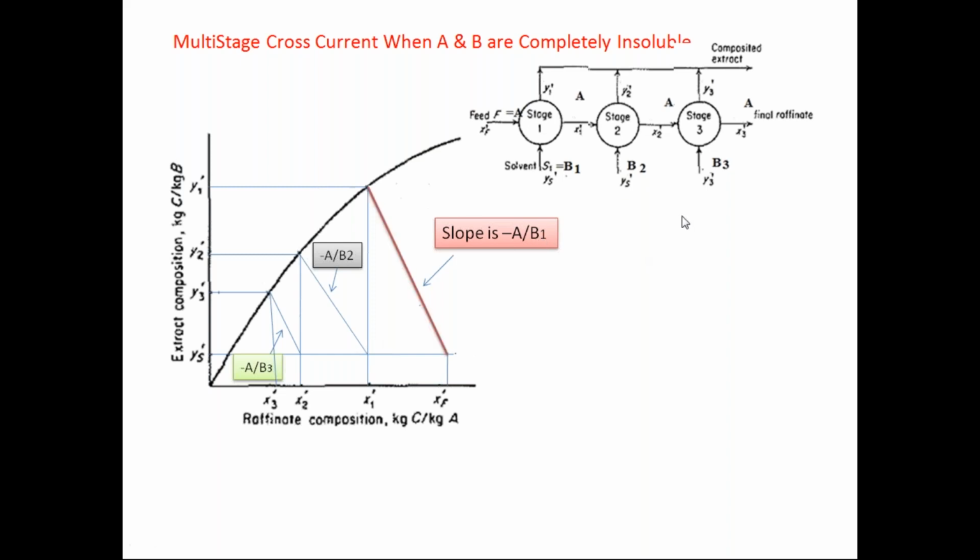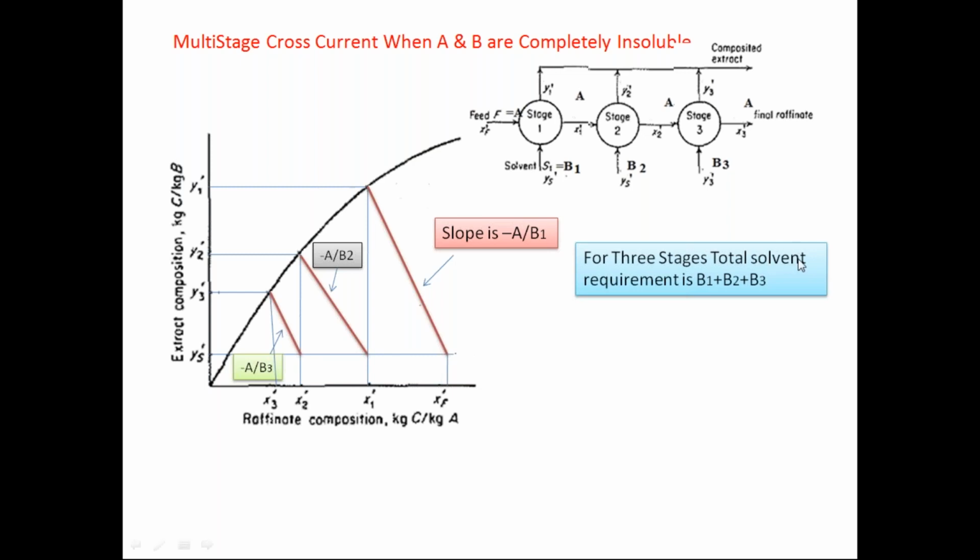So now see how many stages you have used. 1, 2, 3. 3 stages you have used. Then how much of solvent is obtained? For the 3 stages, total solvent requirement is B1 plus B2 plus B3. Because if you reverse these slope values, you will be having the same denominator A, and the numerator will be B1, B2, B3. The summation of B1 plus B2 plus B3 is the total solvent requirement for 3-stage operation.